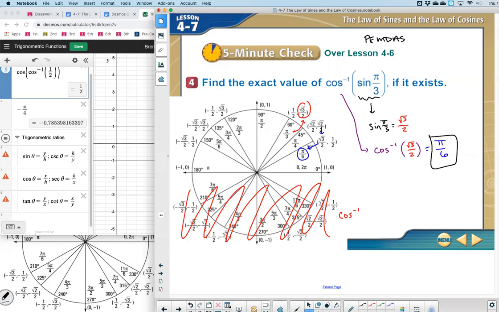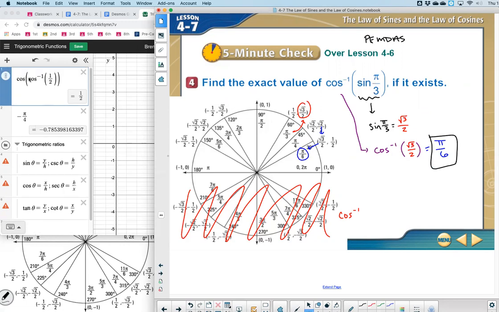Okay, I want you to notice this time. Sine and cosine, they're different functions. Even though it's the cosine inverse of sine, they're completely different functions, so the answer did not stay the same. It changed from pi over 3 to pi over 6. Even my denominator changed.